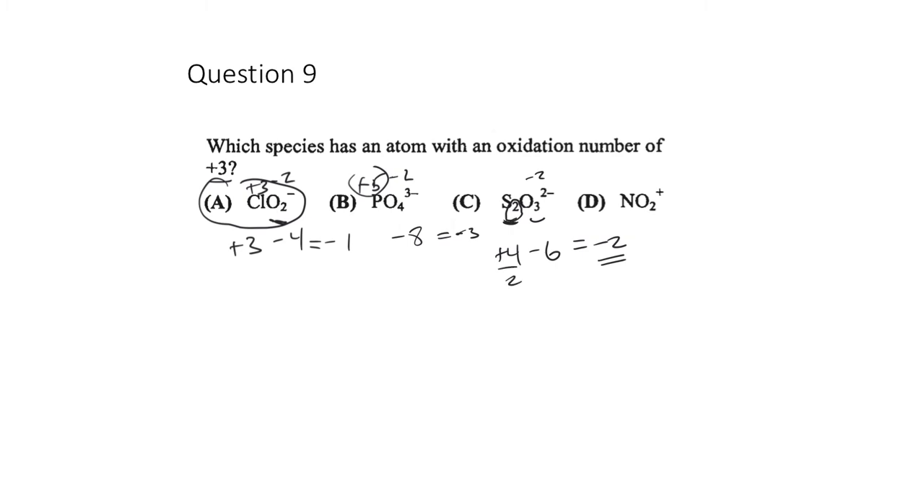So dividing this by 2 goes to plus 2. And then NO2 plus goes minus 2, minus 4. To get plus 1, we have to go 5. So 5 minus 4 is plus 1. So plus 5 for nitrogen in NO2 plus.